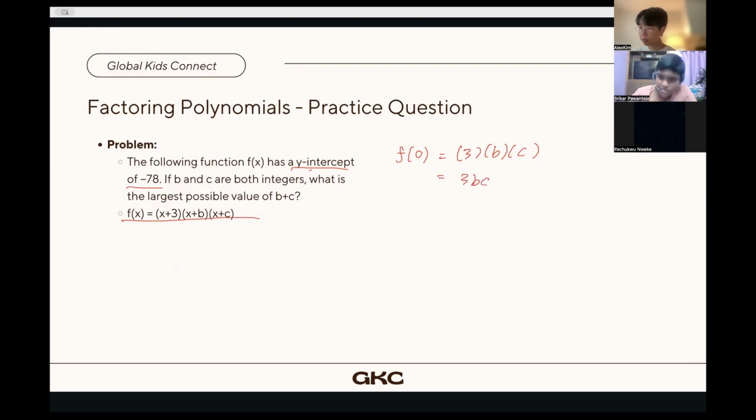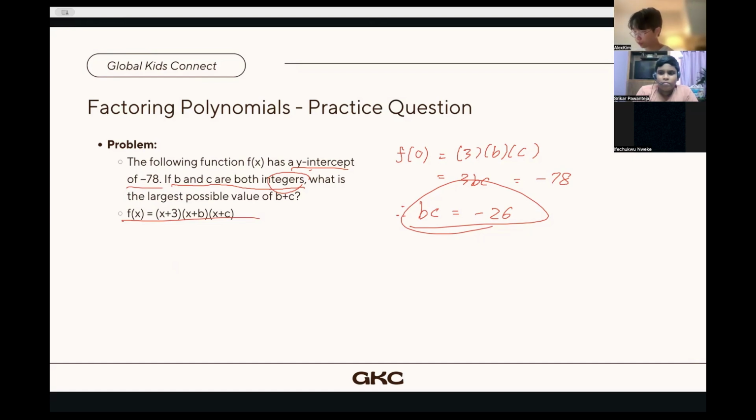But then we have to remember that this is equal to the y-intercept that we're given of negative 78. And therefore, b times c will be equal to negative 78 divided by 3, or negative 26. And so we found that b times c is equal to negative 26. And we also know that b and c are both integers. Very important. And so we have to find the largest possible value of b plus c.